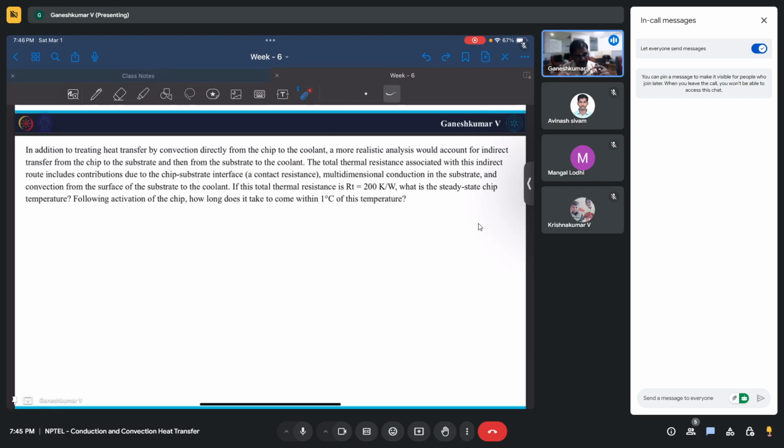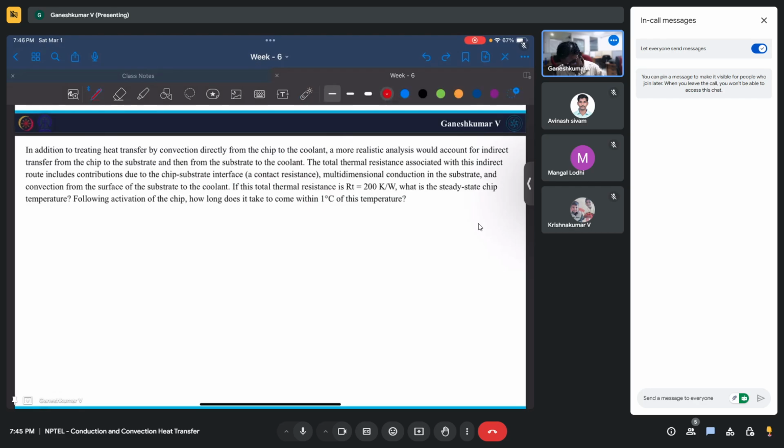But instead what we are going to do here is, let's say I give you the total resistance from all this. Let's say somehow I did the analysis and I got the resistance. If this total thermal resistance is given, now how would you calculate the steady state temperature, and also what would be the time taken to reach near steady state? So that is what they are asking.